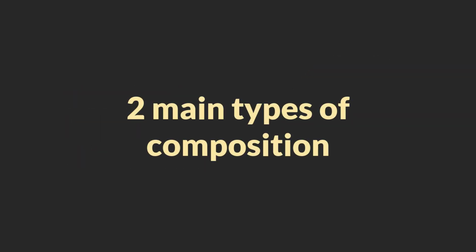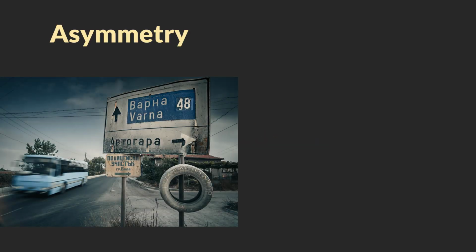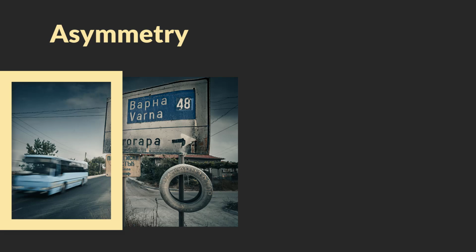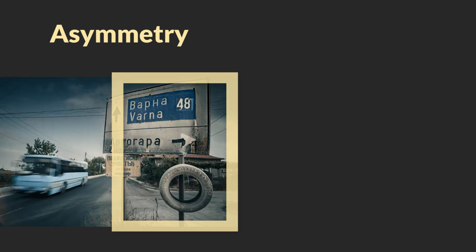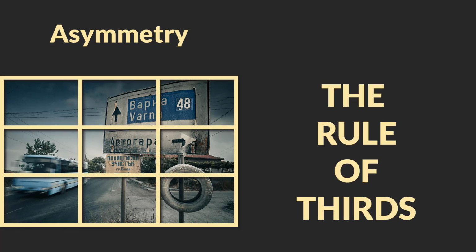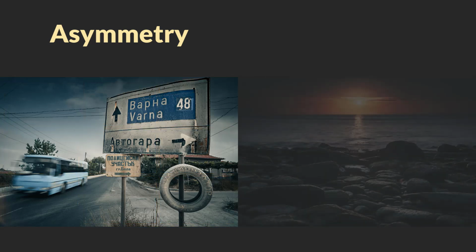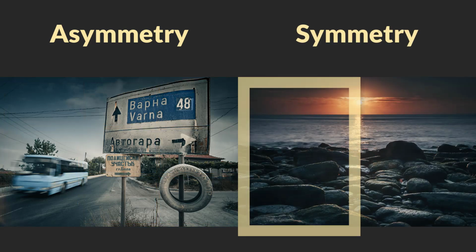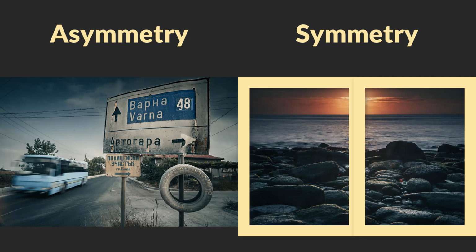So there are two main types of composition, one being asymmetric compositions, where each side of the composition is significantly different from the other, and it's from that we get the most famous rule of all, which is the rule of thirds. But don't worry, I am not going to talk about that, because I'm talking about symmetrical compositions, where the left side of the composition is a mirror image of the right side.